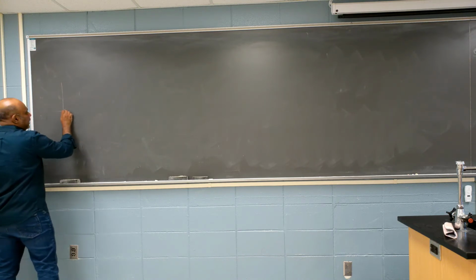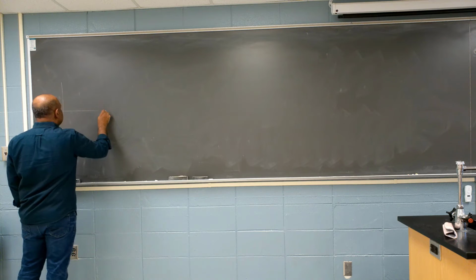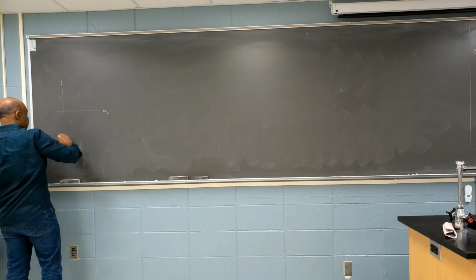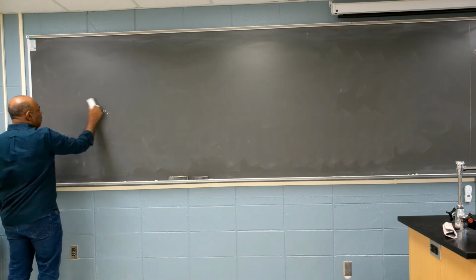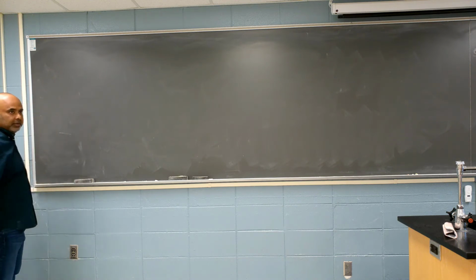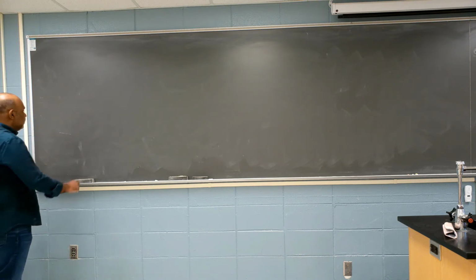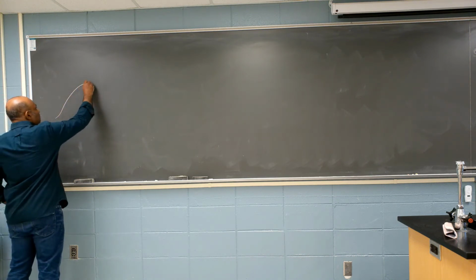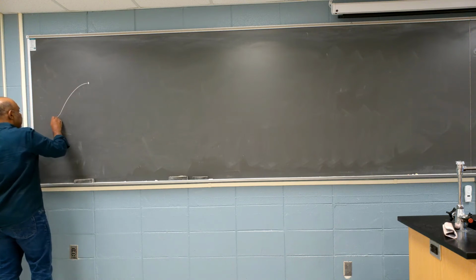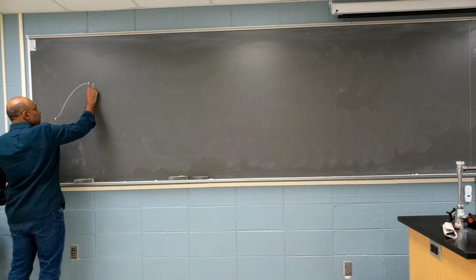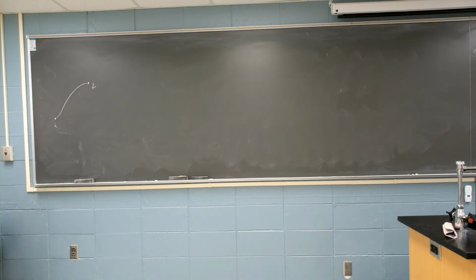Again, I'll draw x, y, but I don't want to draw just x, y. There could be x, y, and z in here, okay? But I'm going to go from one point in space to another point in space. This is my initial point, and this is my final point.